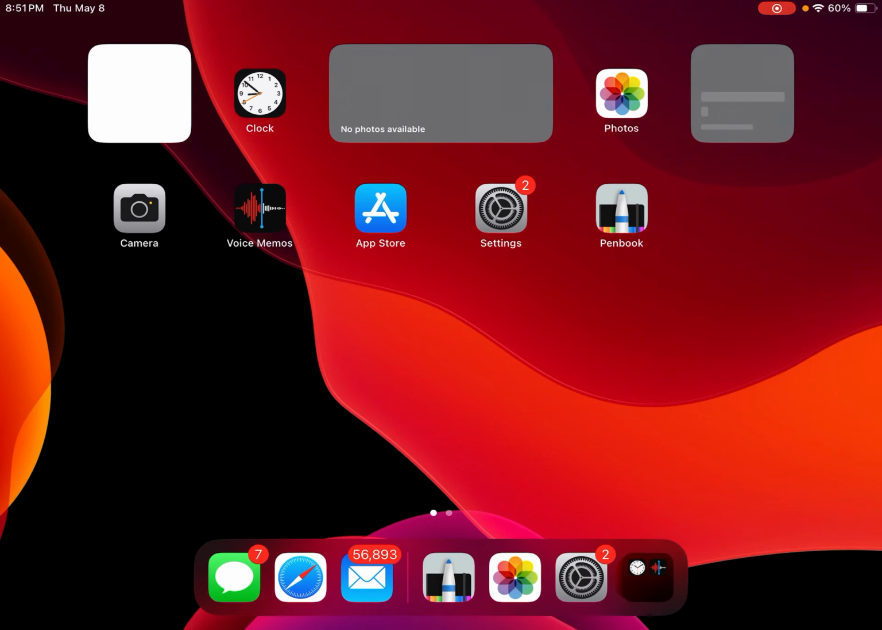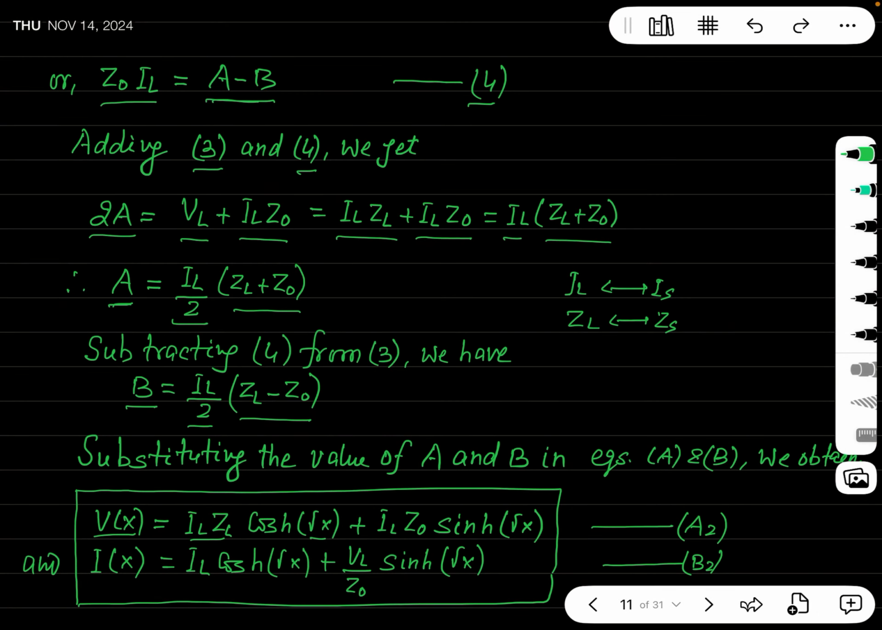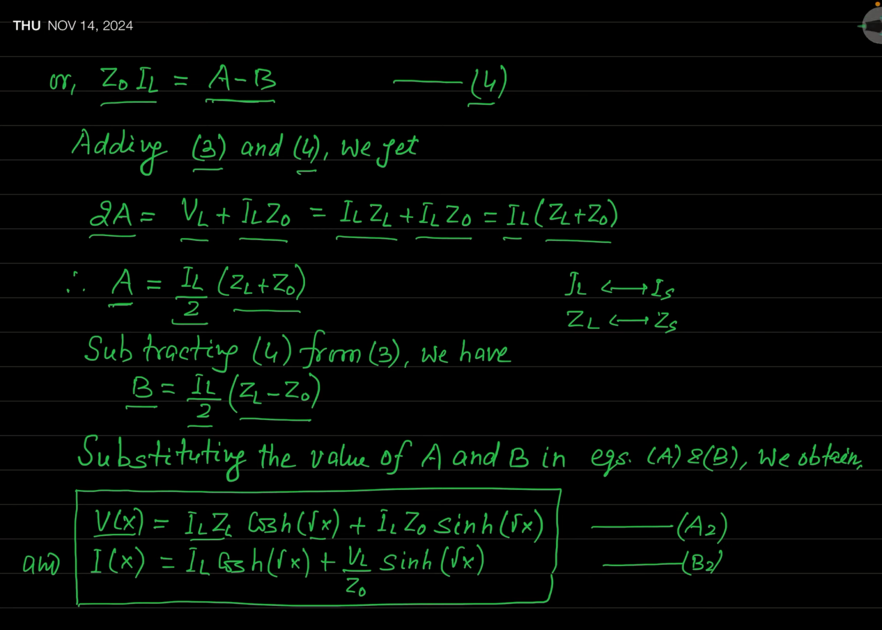And similarly, the page has been turned, but don't worry, since I am working for a long time on this iPad, sometimes the page turns off. So you can see I of x will now be IL times cosh(gamma x) plus VL over Z naught times sinh(gamma x), in fact IL times ZL.